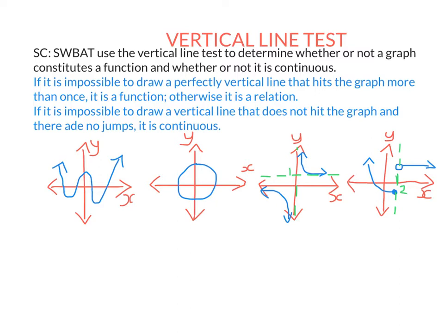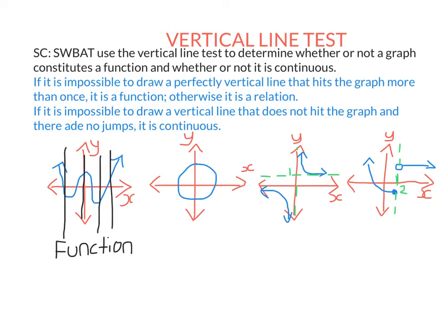When I'm talking about a vertical line, I mean perfectly vertical. If I draw a perfectly vertical line anywhere through this graph, it hits the graph only once. It never hits it twice. So that means it is a function.